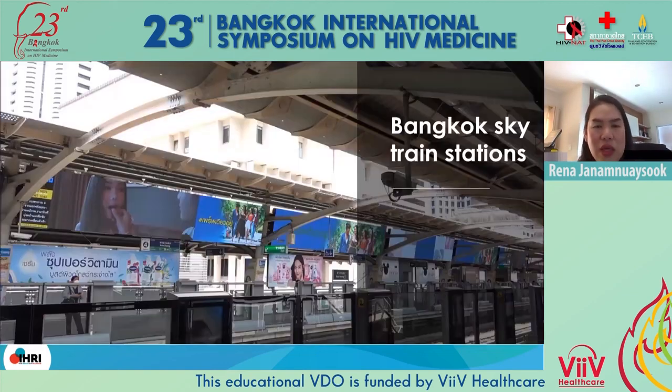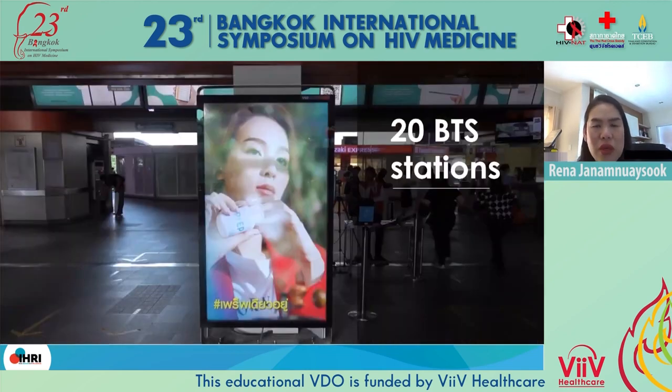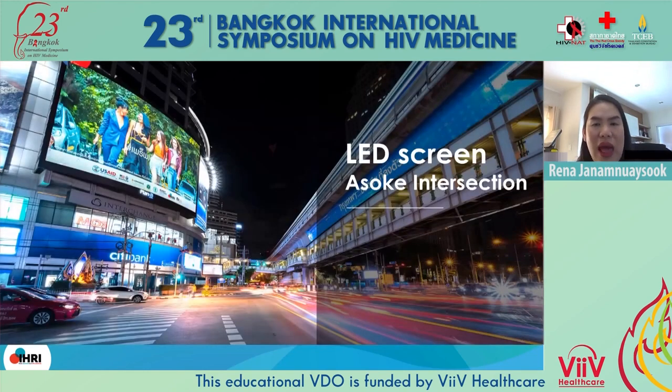And you can see that the PrEP in the City campaign has been promoted through many public channels in the Bangkok metropolitan area. In these pictures, you can see the campaign was disseminated at Bangkok's SkyTrain stations. And here are the campaign's messages disseminated at the Bangkok SkyTrain station as well. And this is the LED screen showing the PrEP in the City campaign at the Asok intersection, which is one of the busiest traffic junctions in the Bangkok metropolitan area.